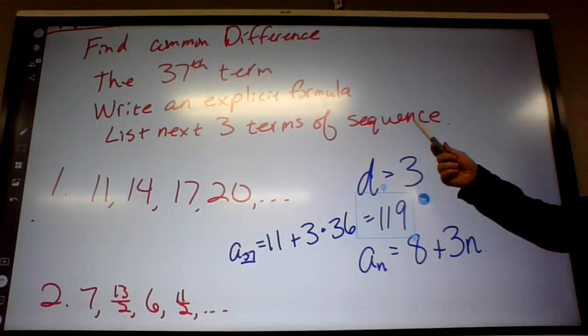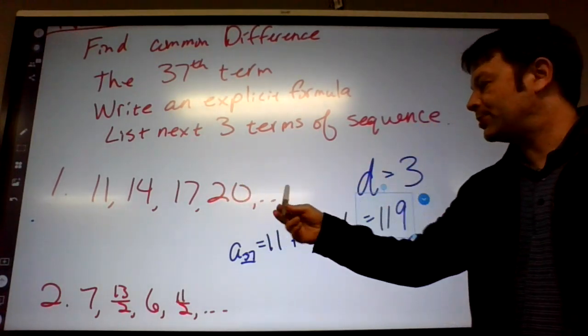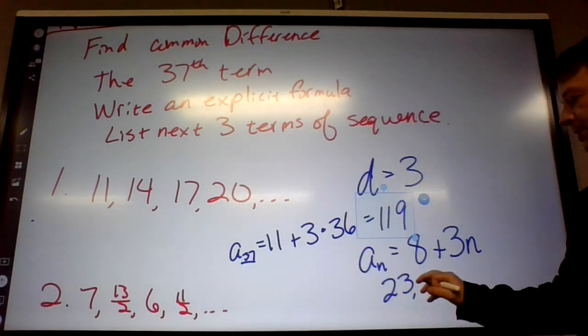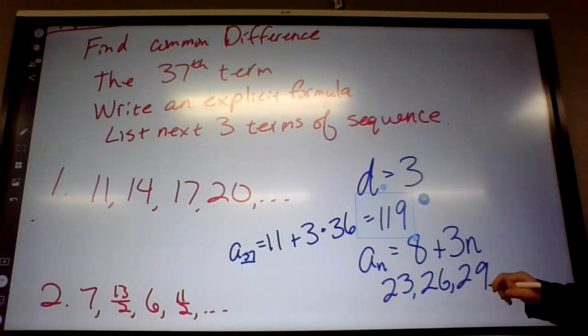Okay, list the next three terms. That one's kind of easy. Next three terms, 20 plus 3 is 23, 26, 29.